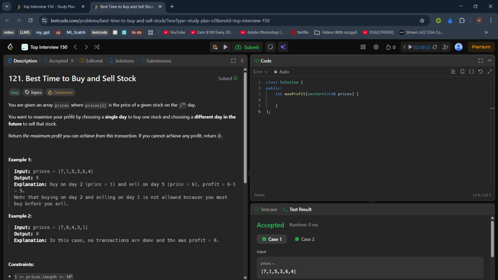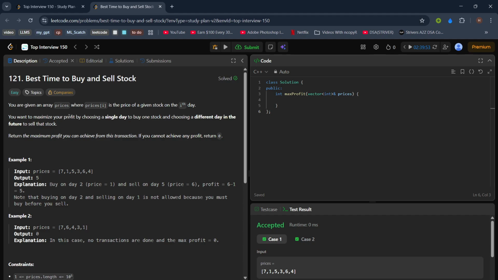You are given an array prices where prices[i] is the price of a given stock on the ith day. You want to maximize your profit by choosing a single day to buy one stock and choosing a different day in the future to sell that stock. Return the maximum profit you can achieve from this transaction. If you cannot achieve any profit, return zero.